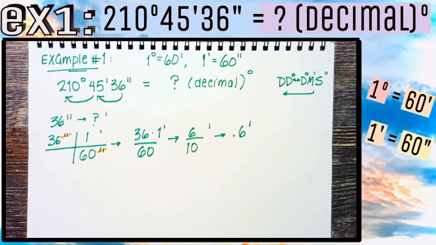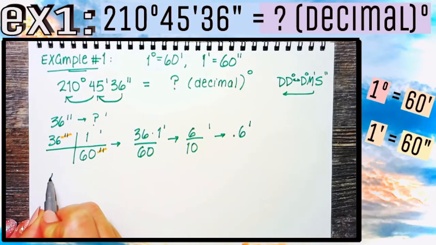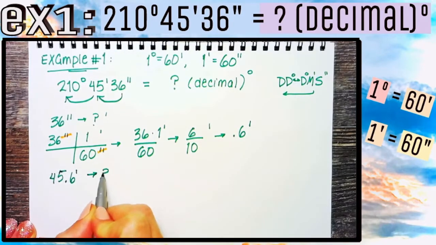We take the 0.6 minutes and we tack it on to the 45 minutes because that 36 seconds is equal to 0.6 minutes, and we already had 45 minutes to begin with. Now we have 45.6 minutes, and we want to know how many degrees this is equal to.